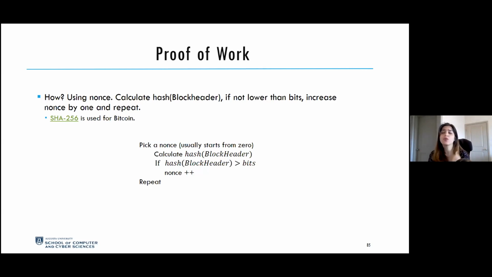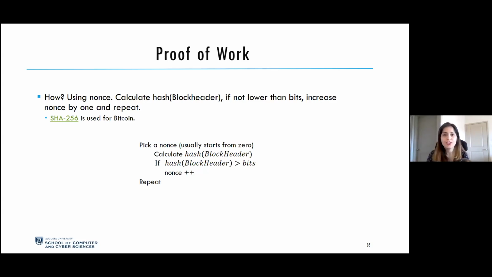And he has to repeat this until the hash of the block header will be less than the bits level, the difficulty level. If he gets to that point, then he was able to find a solution for the proof of work, for the difficulty, and he is able to announce and actually publish his block.